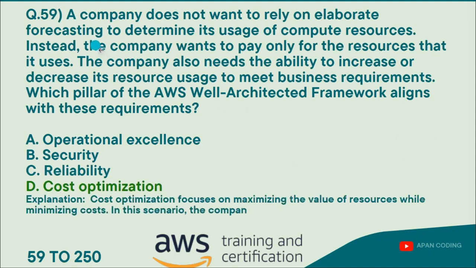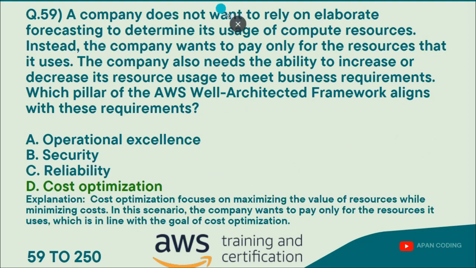Question number 59. A company does not want to rely on elaborate forecasting to determine its use of compute resources. Instead, the company wants to pay only for the resources that it uses. The company also needs the ability to increase or decrease its resources used to meet business requirements. Which pillar of the AWS Well-Architected Framework aligns with these requirements? Which one is the perfect fit for this requirement of the company? It will be cost optimization.